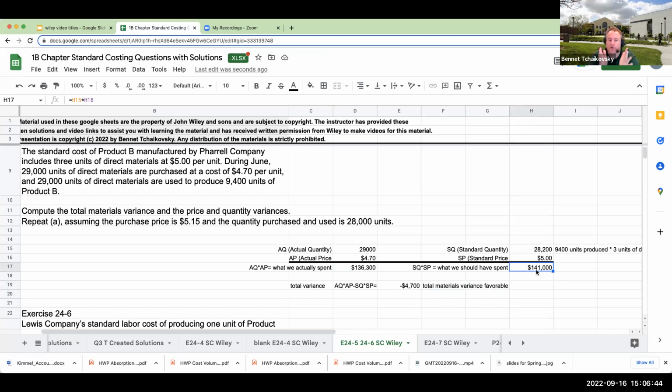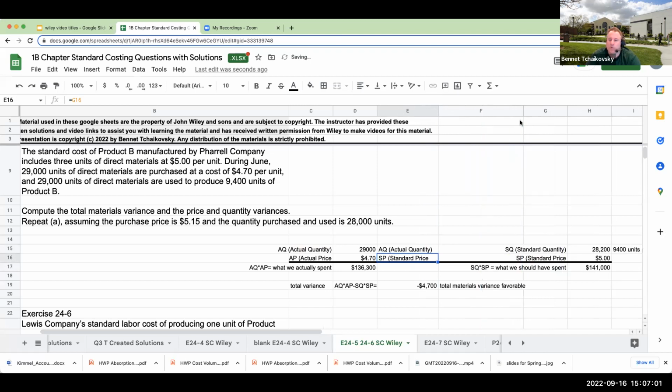Now, to further isolate this, what we now want to do is put in our middle value. What's the middle value? It's the actual quantity times the standard price. And when I put in that actual quantity, my actual quantity was 29,000.